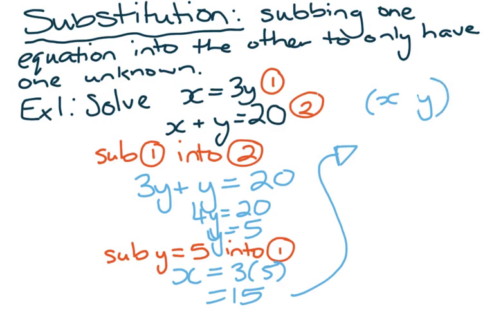Just get rid of that. So we would need to write our answer. So we'd say, therefore, the solution is (15, 5). And that's our answer for the first example.